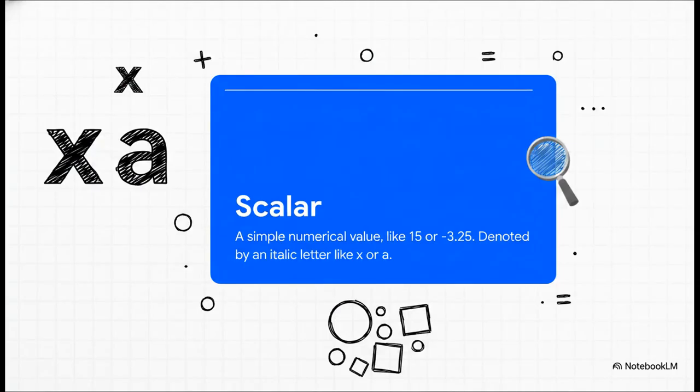Before we can write full sentences, right, we need letters. And the absolute most basic letter in our machine learning alphabet is the scalar. A scalar is simply a single numerical value. It could be 15, it could be negative 3.25. When we write this down in math notation, we just denote a scalar using a simple italic letter, like x or a. It truly doesn't get simpler than this, just a single standalone number.